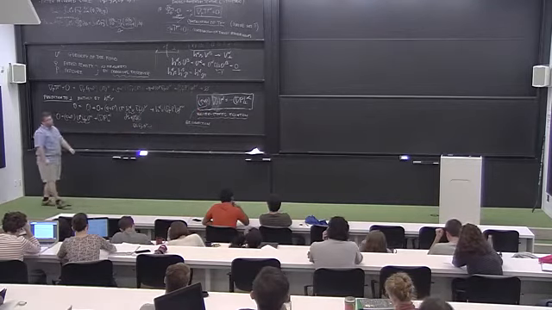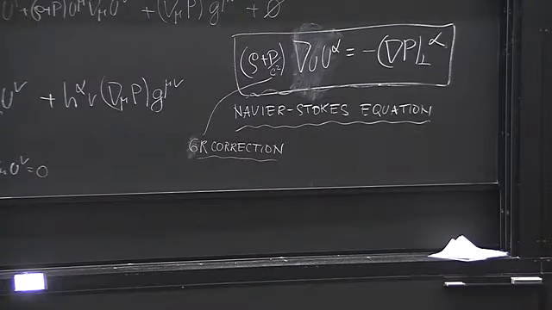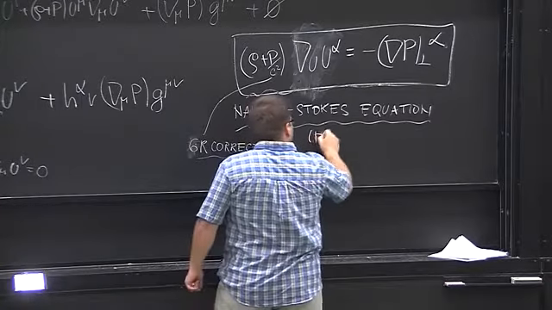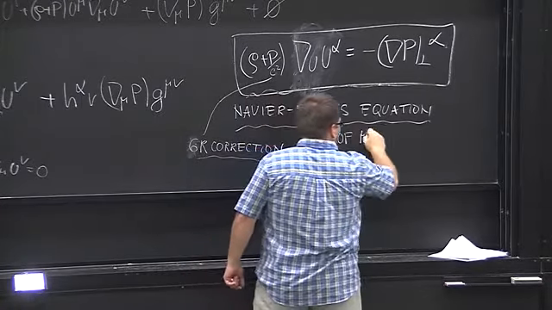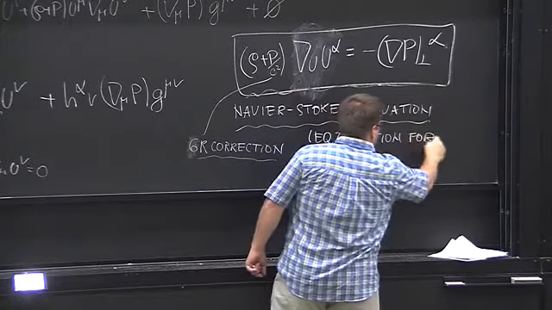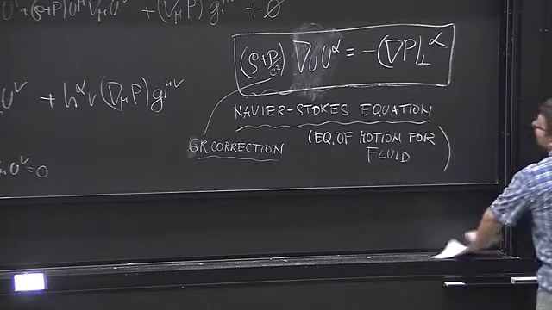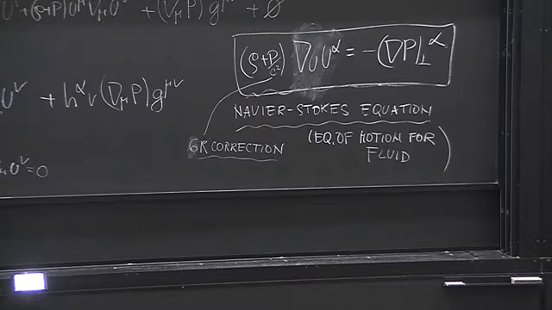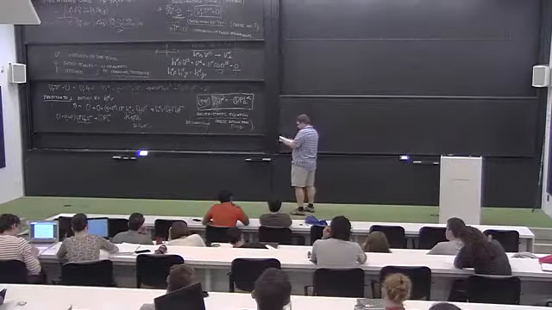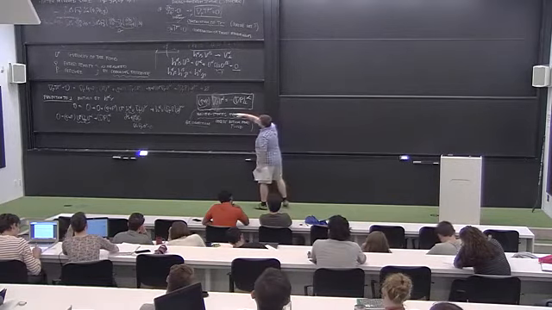So anyway, this is the Navier-Stokes equation, and of course that's an equation of motion for the fluid. So you see that whatever the conservation of the energy momentum tensor gives you is actually not a conserved charge, but rather an equation of motion. We just got an equation of motion for our fluid out of the conservation of the energy momentum tensor.